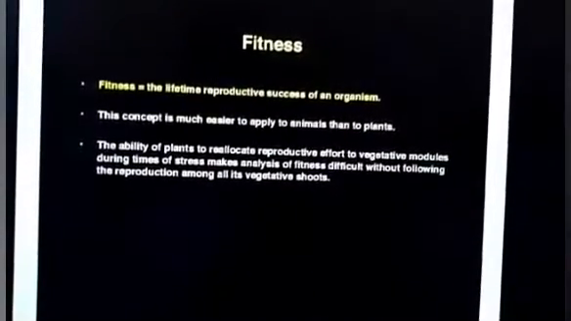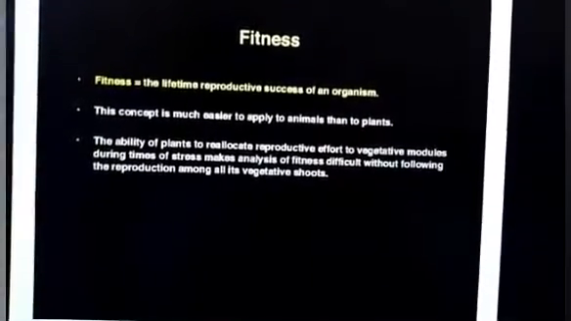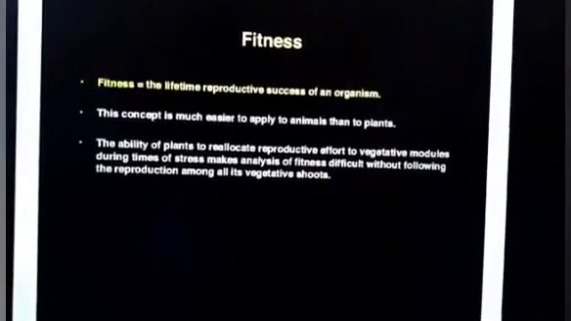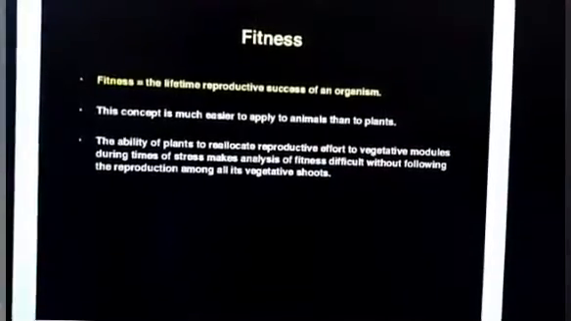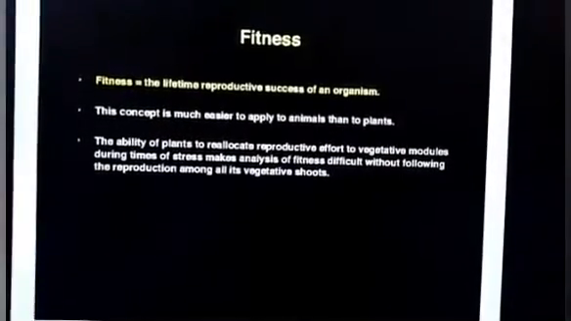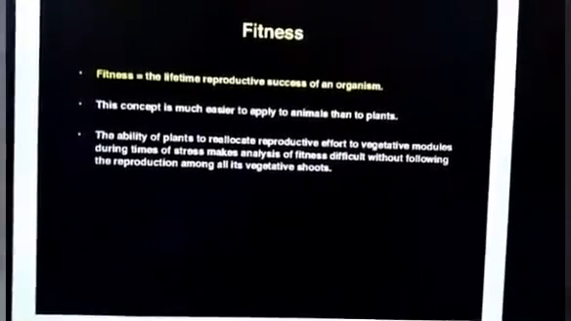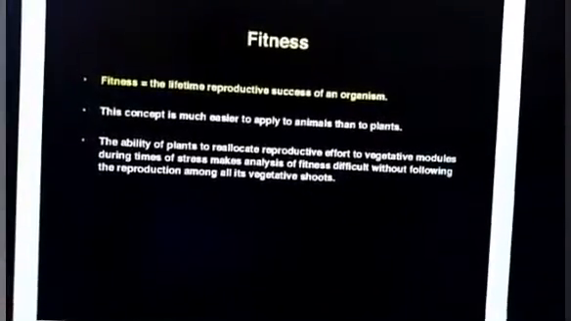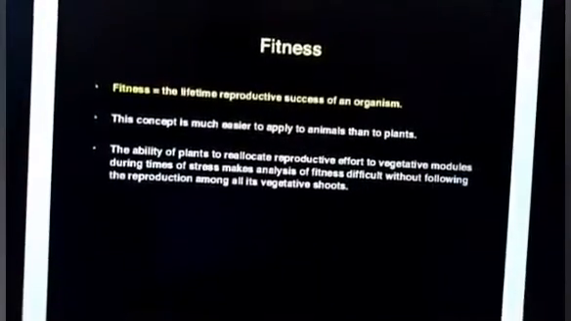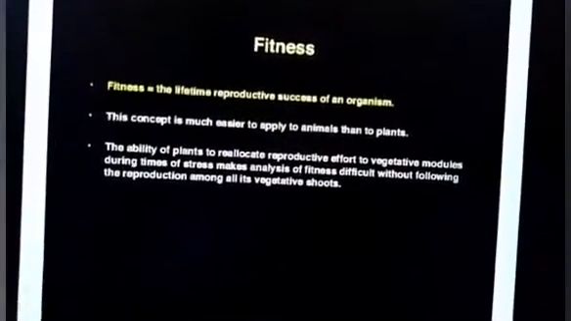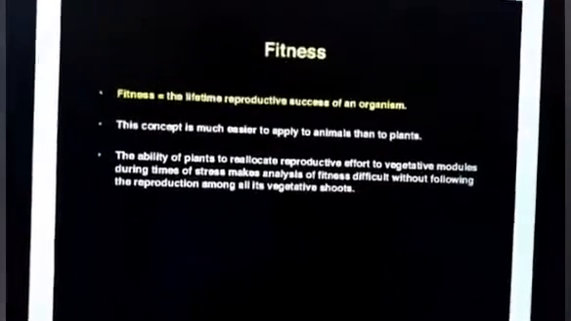But with plants, their ability to reallocate reproductive effort to vegetative modules during times of stress makes the analysis of fitness difficult without following the reproduction among all its vegetative shoots. Because when it can produce new shoots, that is also known as reproduction, but it reproduces vegetatively. So that is why the field of plant demography is not that easy.